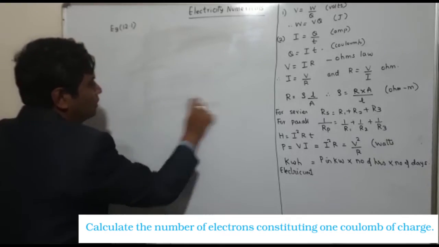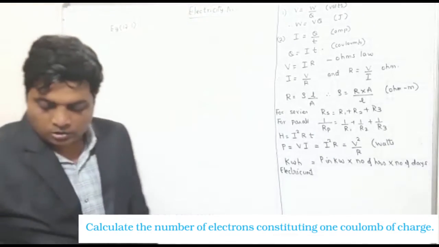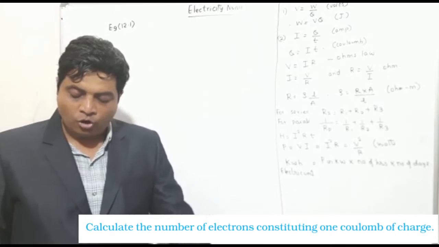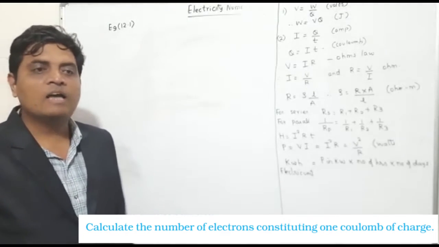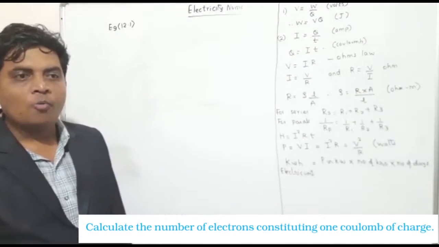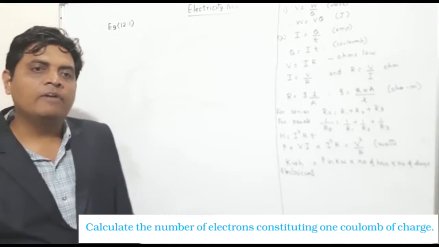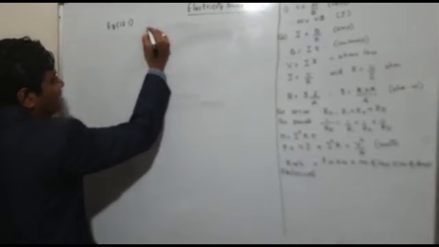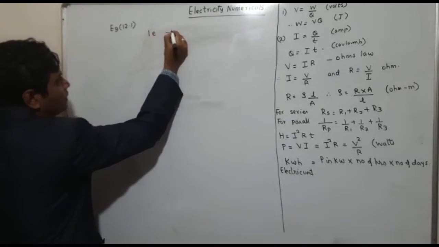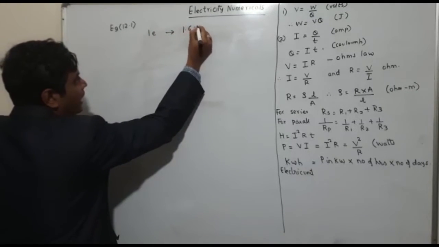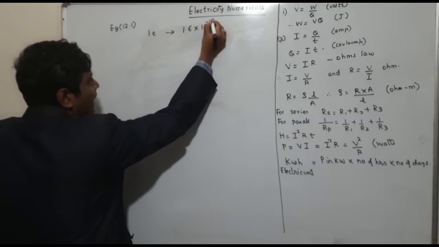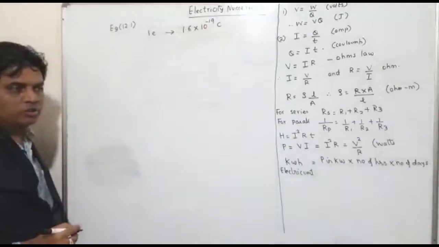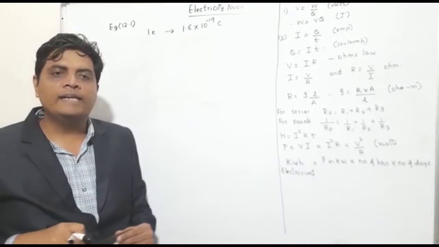Calculate the number of electrons in 1 coulomb charge. This is again a very important question. How many electrons are there in 1 coulomb charge? So we know that the charge on one electron is 1.6 into 10 raised to minus 19 coulomb. The charge on one electron is 1.6 into 10 raised to minus 19 coulomb.